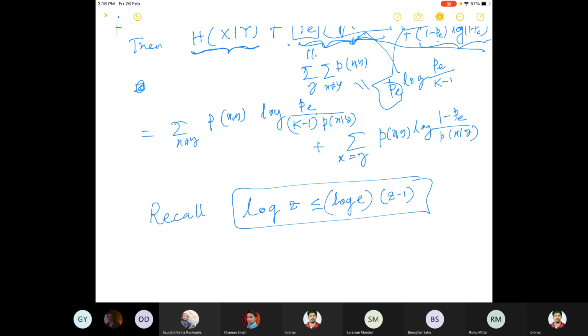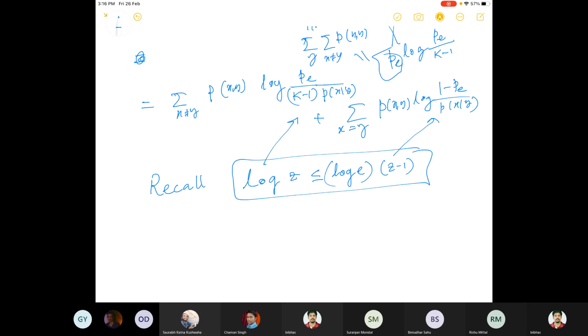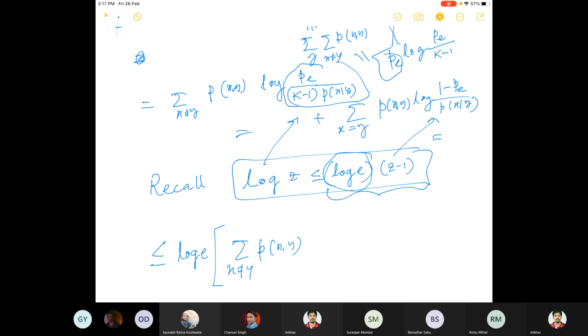If I use that, then I can apply the property of log here. So the log is removed in the right hand side; there is no log, only this constant log e. So the right hand side is less than or equal to, and on both sides there will be a log e. I take log e common, and then it is the sum over x not equal to y, over all such xy, of P(x,y) times this minus 1. So it will be P_e by (K minus 1) times 1 over P(x given y), minus 1. So this is one term.